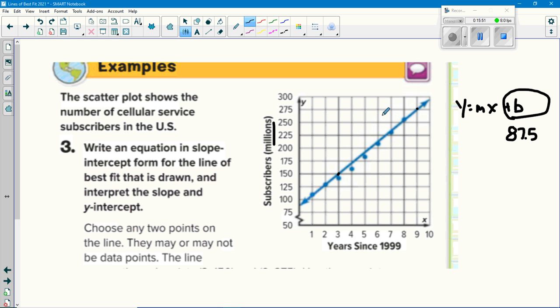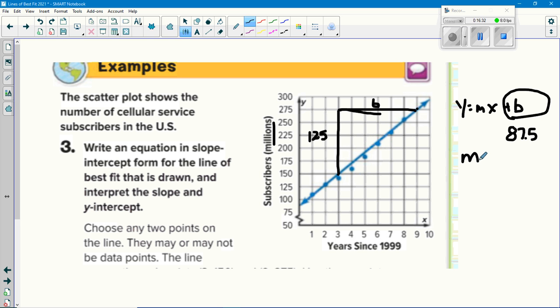They're our own dots, but we can find a nice tight slope here because, look, what's the rise? Well, you went from 150 to 275 million, so it's 125 million people, from year 3 to year 9, over 6 years. So your slope is 125 over 6. Now, since we're talking in the millions, you can write it that way.